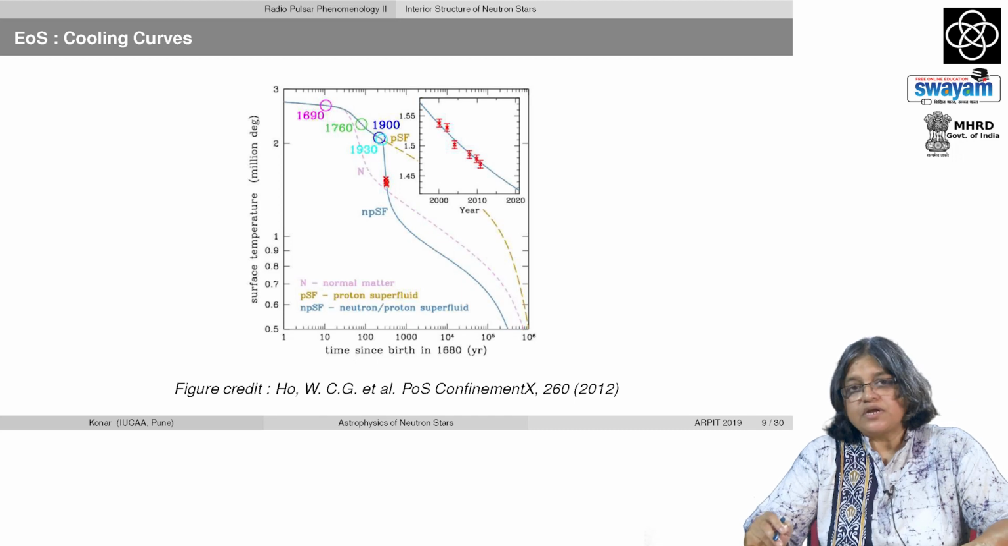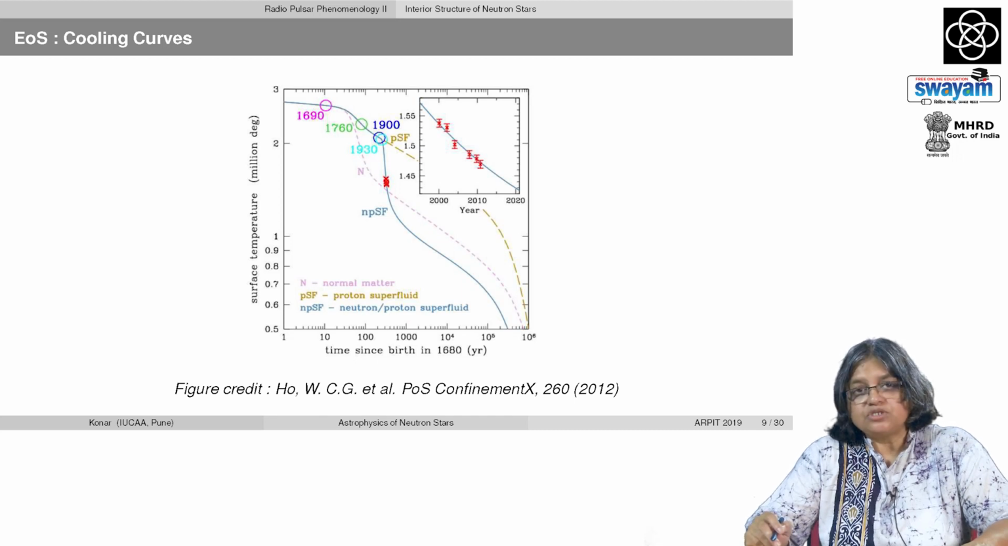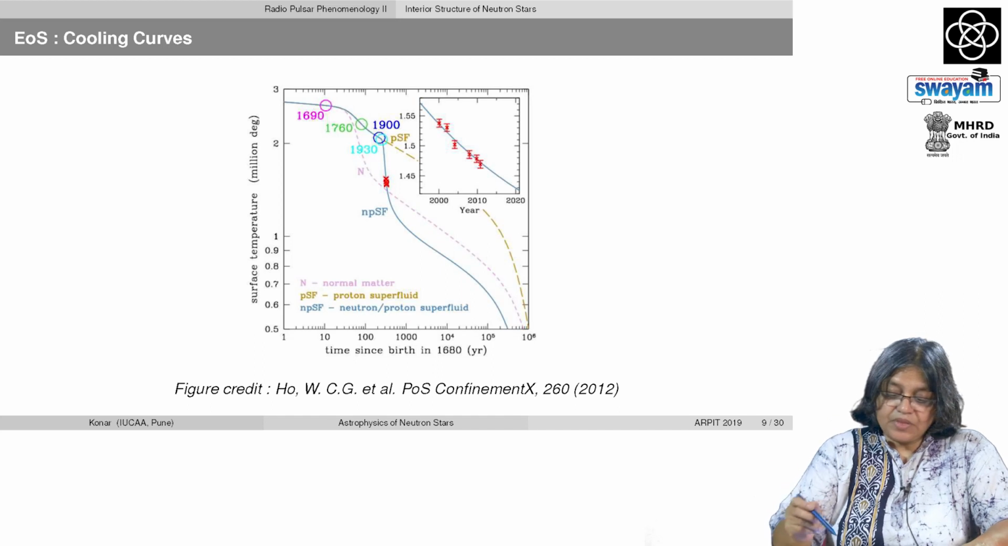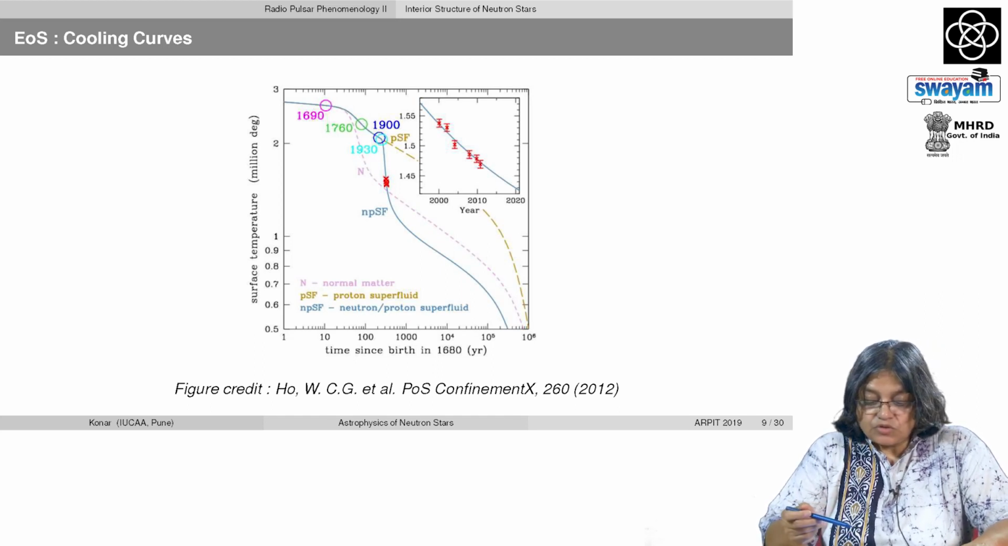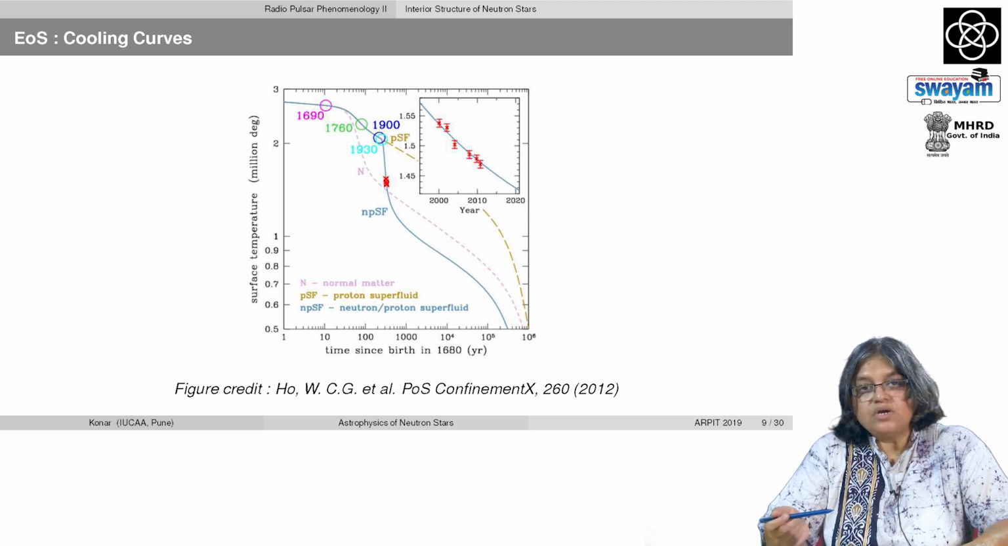So, the other way one can have a handle on the equation of state is from the cooling curves, the cooling behavior of neutron stars. Here are some theoretical cooling curves. For example, the curve marked by n is for pure nucleonic matter, that is neutron, proton and nothing else inside a neutron star.